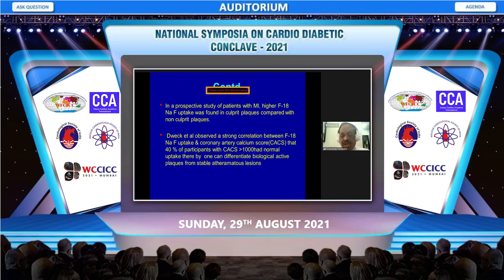In a prospective study of patients with MI, higher F18 sodium fluoride uptake was found in culprit plaques compared with non-culprit plaques. This is Dweck et al. He observed a strong correlation between F18 sodium fluoride uptake and coronary calcium score. They compared them, and he found 40% of the participants with an increased calcium score of more than 1,000 had normal uptake. Thereby, one can differentiate biologically active plaques from stable atheromatous plaque by CT calcium score.